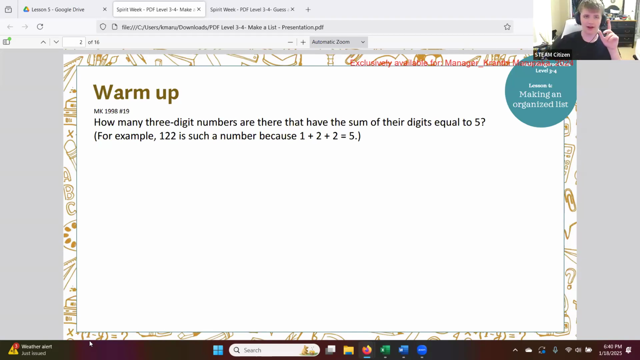All right. I have a pretty easy method that I like to use with these problems. So the first thing that I do is I say, what are the parameters here? So the digits are equal to 5.